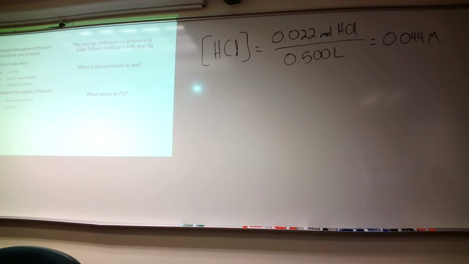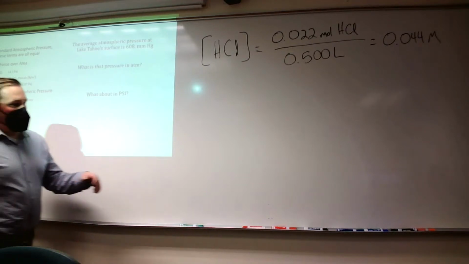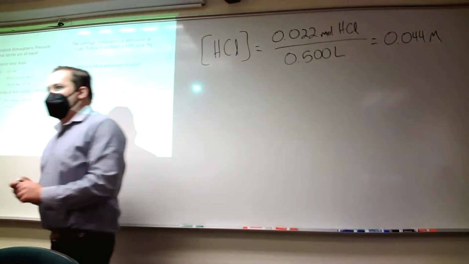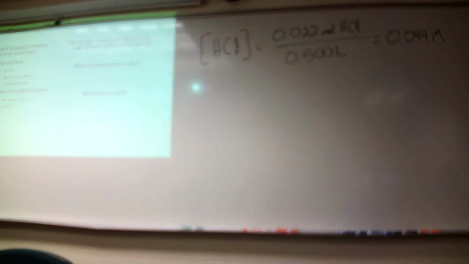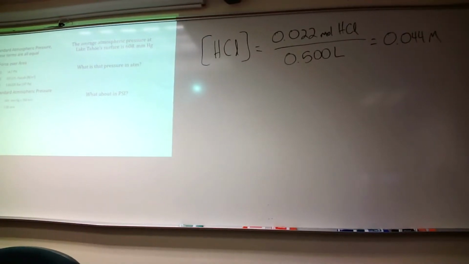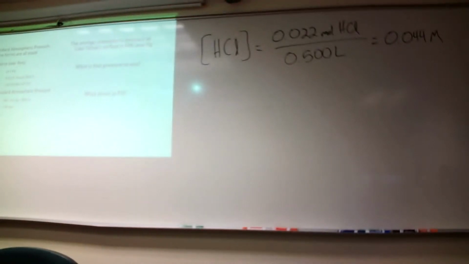So 101.325 kilopascals is atmospheric pressure. And that's equal to 14.7 pounds per square inch.